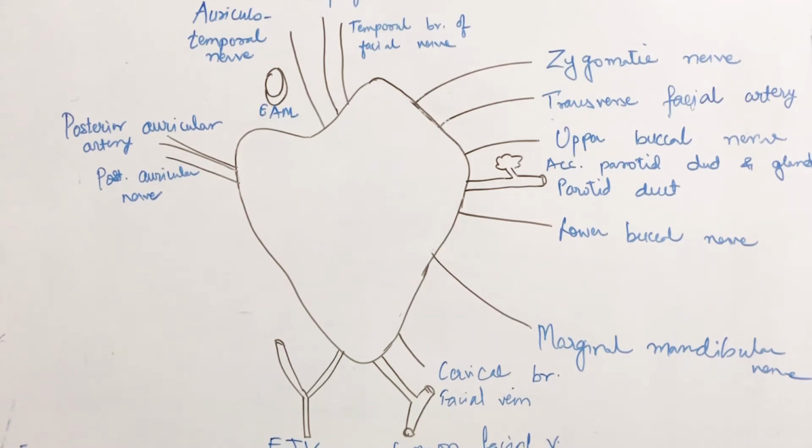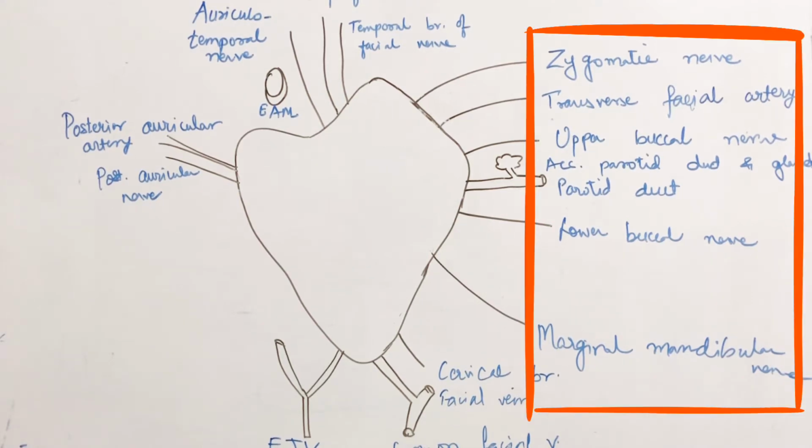Anterior border is thin. It rests on the masseter and separates the superficial from the anteromedial surface. The structures radiating deep to this border are as follows from above downwards. Zygomatic branch of facial nerve, transverse facial vessels, upper buccal branch of facial nerve, accessory parotid gland and its duct if present, parotid duct, lower buccal branch of facial nerve and marginal mandibular branch of the facial nerve.